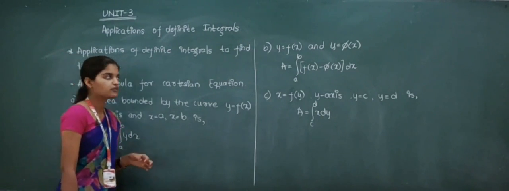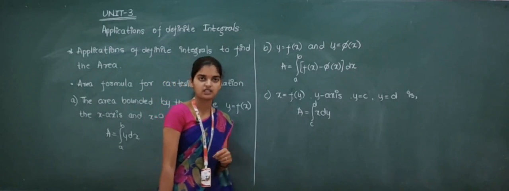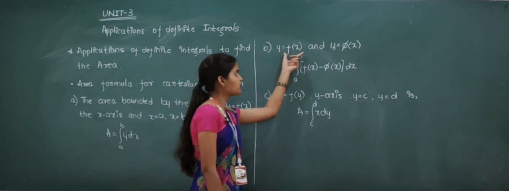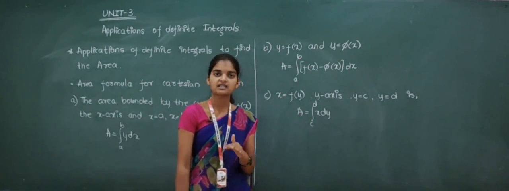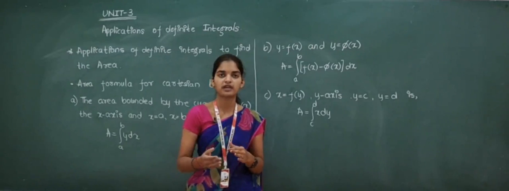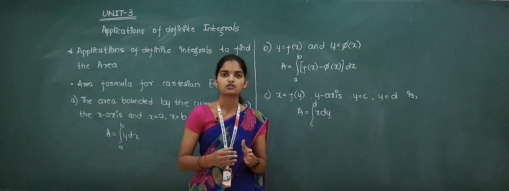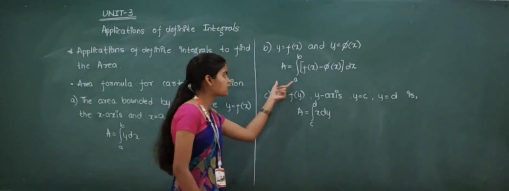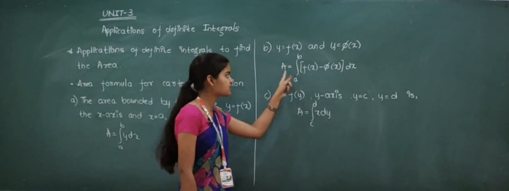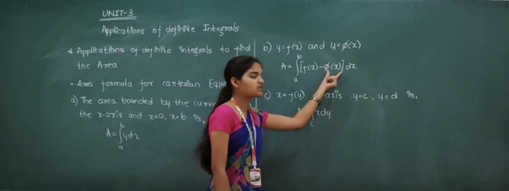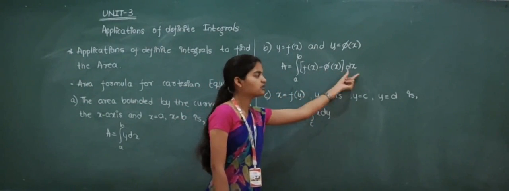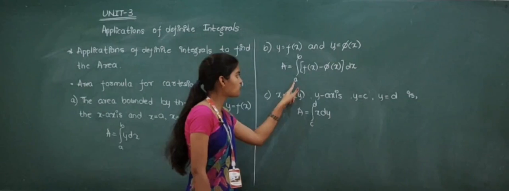In a similar way we have the second formula. If y is equal to f of x and y is equal to phi of x are given, again with the same x-axis and the coordinates x is equal to a and x is equal to b, that is, for y we have two equations, then the area can be calculated by this formula: capital A is equal to the integration of f of x minus phi of x into dx, and the integration is from a to b.